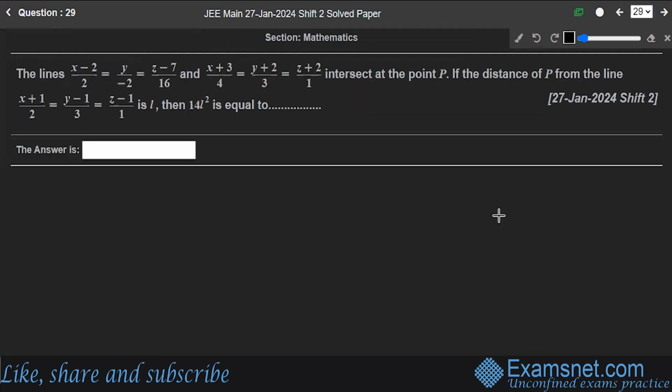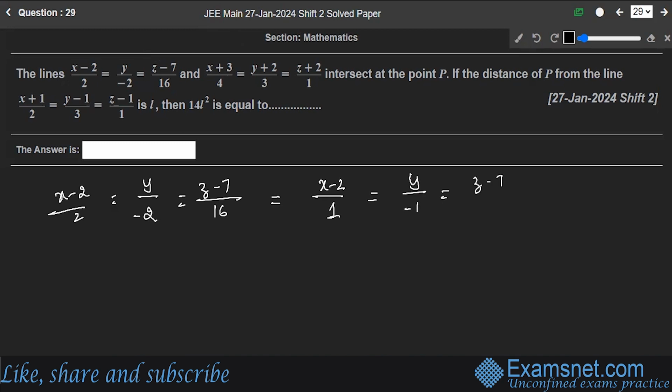29. The lines this and this intersect at the point P. If the distance of P from this line is L, then what is the value of 14L square? You are given the two lines. Let's write the first one: (x minus 2) upon 2 is equal to y upon minus 2 is equal to (z minus 7) upon 16. Now this can be written as, dividing all of them by 2, to get like denominators, (x minus 2) upon 1 is equal to y upon minus 1 is equal to (z minus 7) upon 8. Let's say that's equal to lambda.